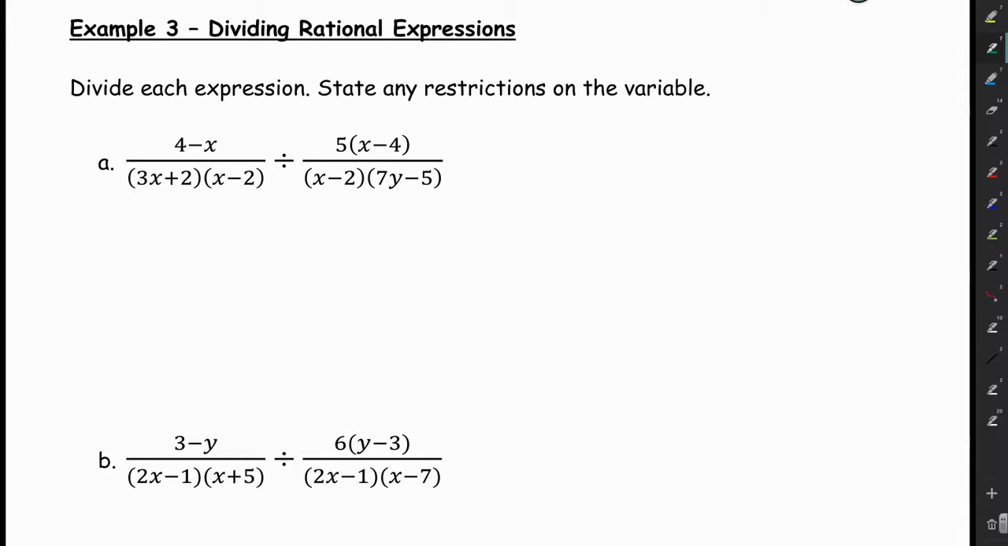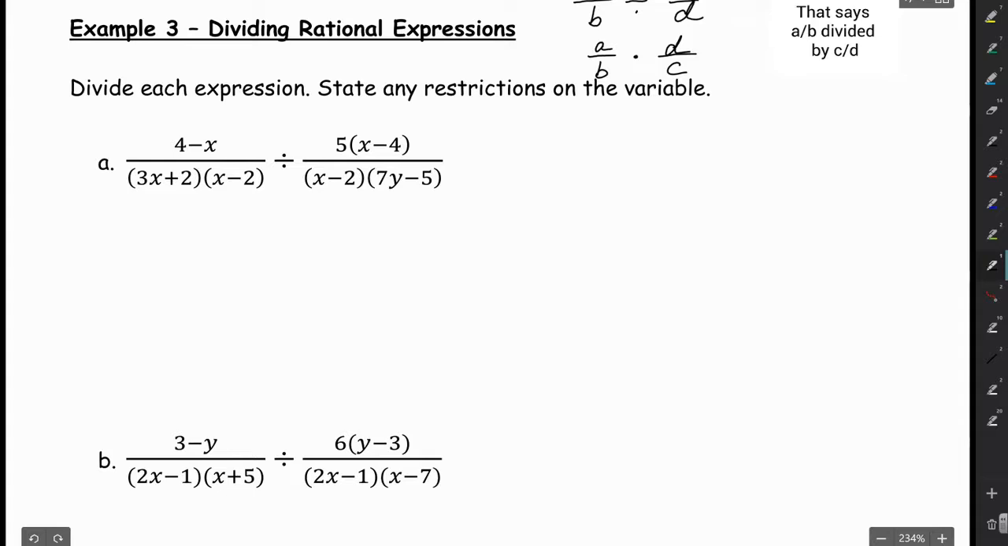All right, here's where it gets a little tricky with the restrictions. First of all, let's talk about when we're dividing fractions. So let's say I have A over B divided by C over D. Well, when we divide by a fraction, that's the same as multiplying by the reciprocal. So A over B becomes D over C.